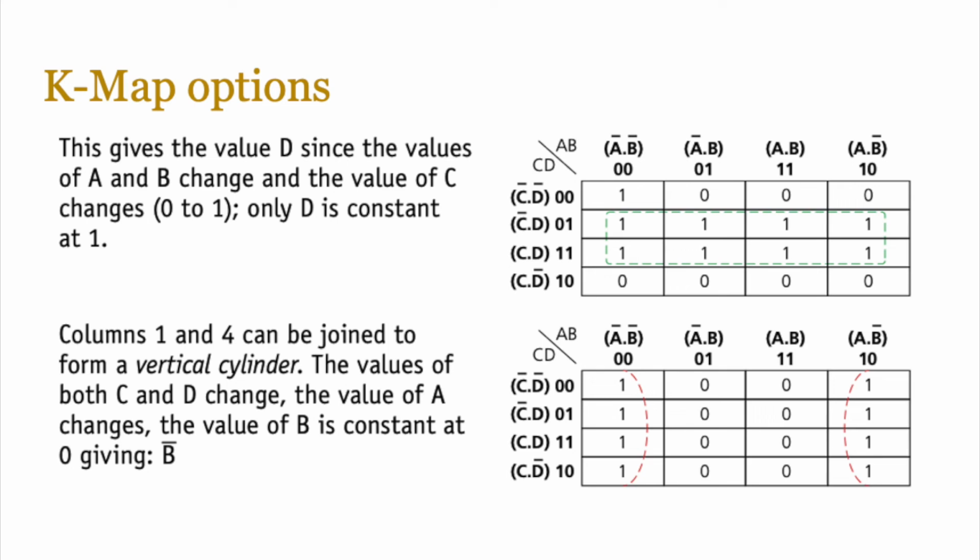Now look at the first K-map on the top, and if you try to resolve it, you can just see that you've got a group of 8. Now if you resolve that group of 8, you can probably just see that D is constant at 1, and that's about it. Everything else just cancels itself out.